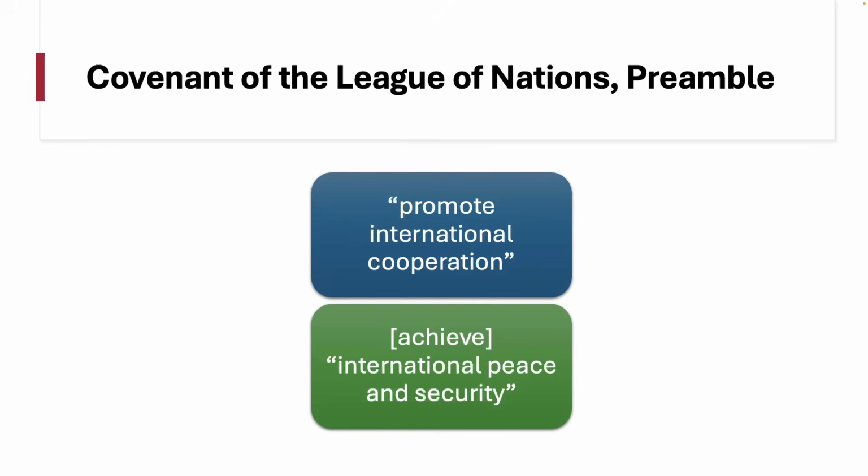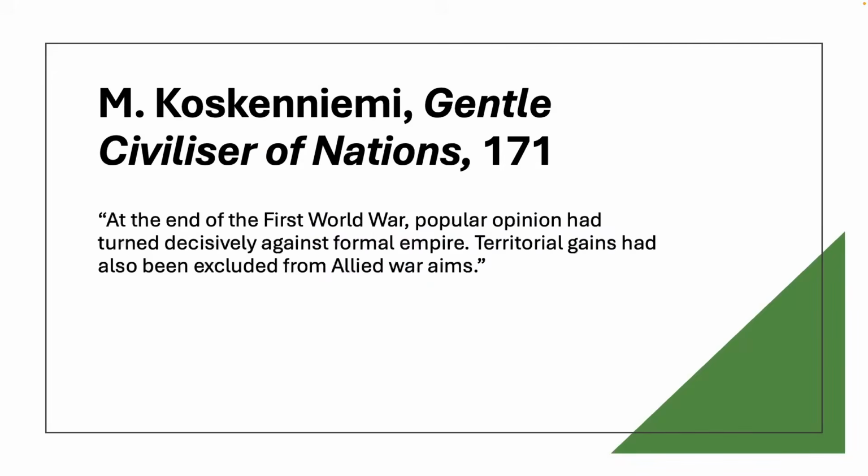Now, tying our discussion from the previous lecture to this one, the idea of imperialism and colonialism, one cannot overlook the impact of the League of Nations on European imperialism specifically. And if we go back to some of the academic works that we relied on in thinking about the history of international law, according to Koskenniemi specifically, quote, "At the end of the First World War, popular opinion had turned decisively against formal empire. Territorial gains had also been excluded from the Allied war aims."